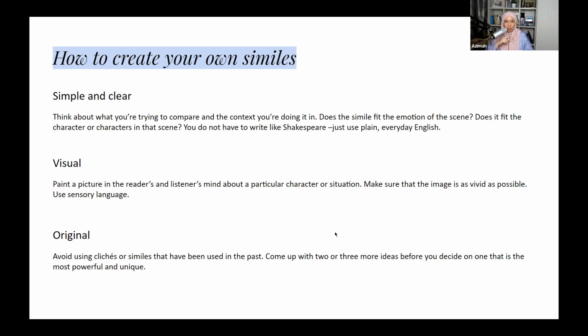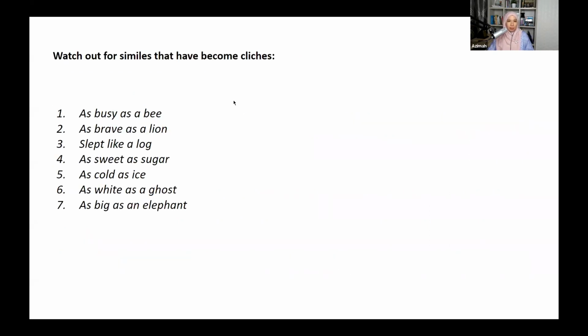Original. Now this is hard. The third thing here, avoid using cliches. So cliches are overused until it becomes really bad, right? Overused similes that have been used in the past. When you think of a simile and you're like, oh God, it's been used before. Let me try again. Two or three more ideas. And then you can decide on the one that is the most powerful and the most unique. So it is hard to do a simile that's unique because you want to avoid similes that have become cliches.